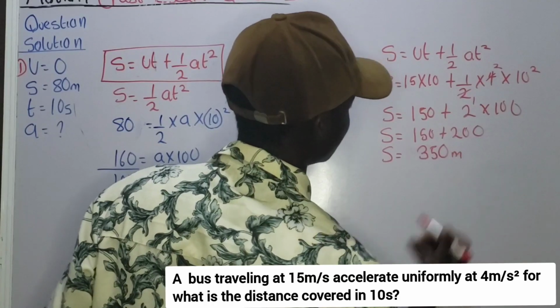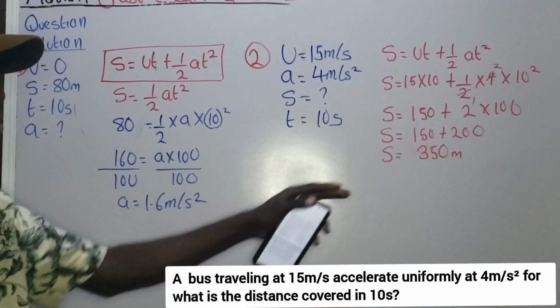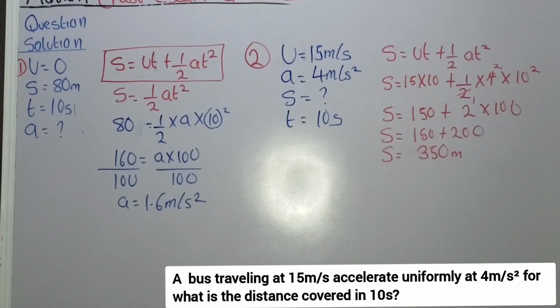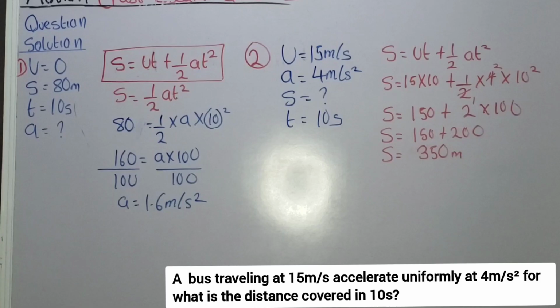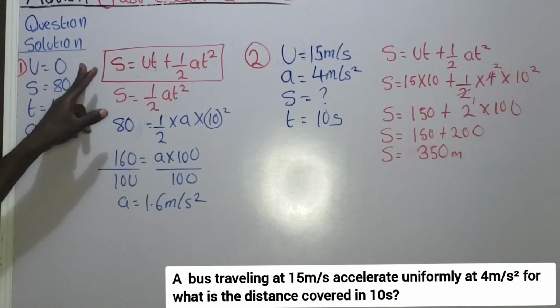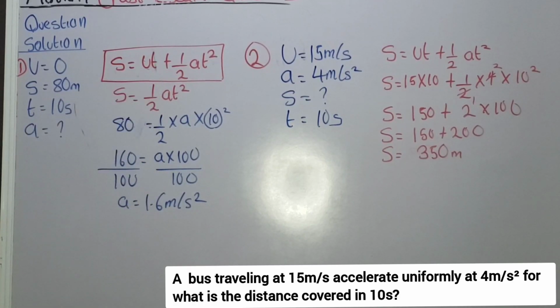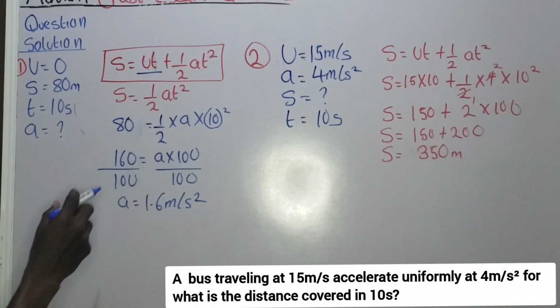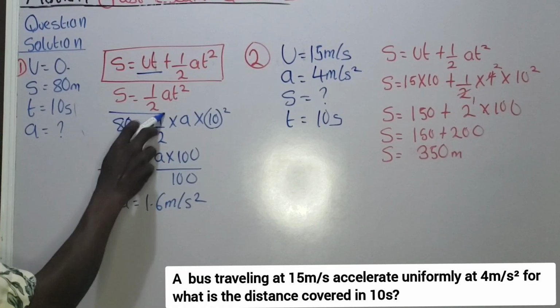350 meters. You understand? So the distance that the bus covered in 10 seconds is 350 meters. Now, if you compare this question with the previous one, here we are told that the car takes off from rest. That means the initial velocity of that car is 0. So the value of ut in this case becomes 0, because when you take the product of 0 and t, you get 0. So the equation of motion becomes like this.